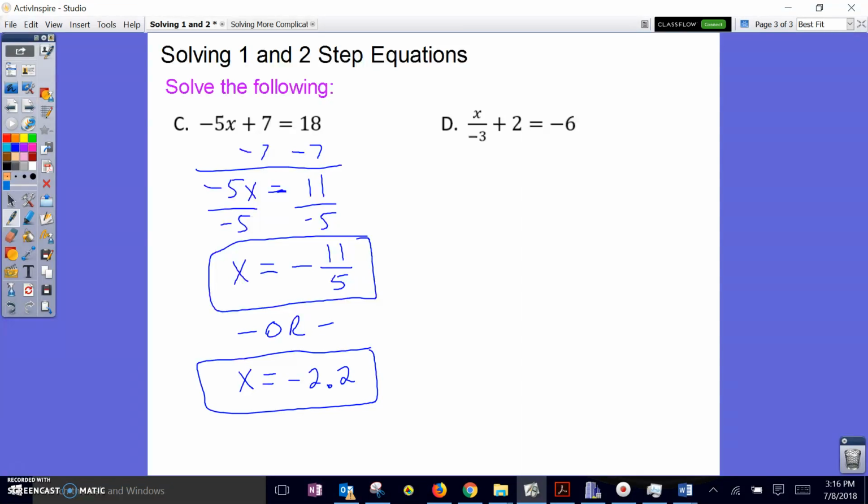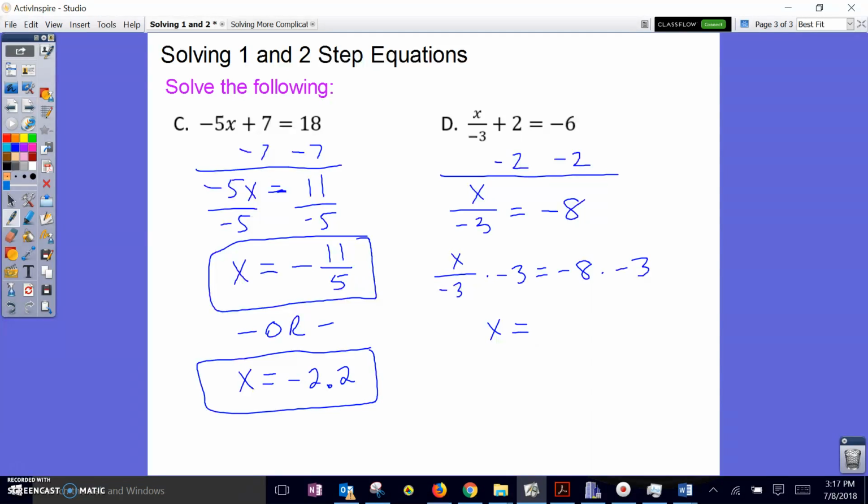All right, now in part D, we want to undo that addition step first. So we're going to subtract 2 from both sides. And we've got x over negative 3 is equal to negative 8. That's negative 6 minus 2. And now to undo the division, we're going to multiply both sides by negative 3. And we end up with x on the left, and on the right, negative 8 times negative 3. Negative times a negative is a positive, and 8 times 3 gives us 24. And that was a quick review of how we solve one- and two-step equations. See you next time.